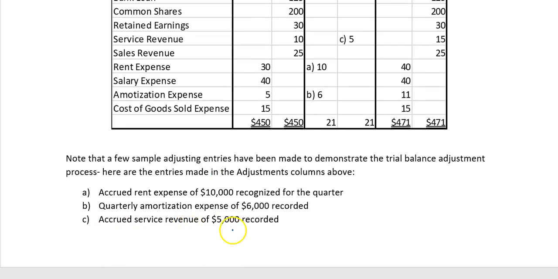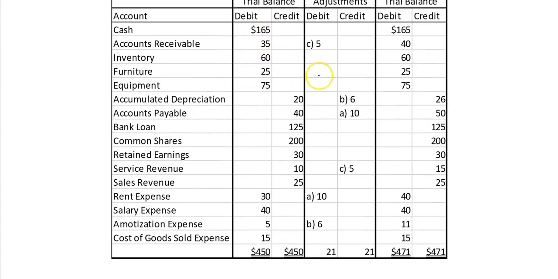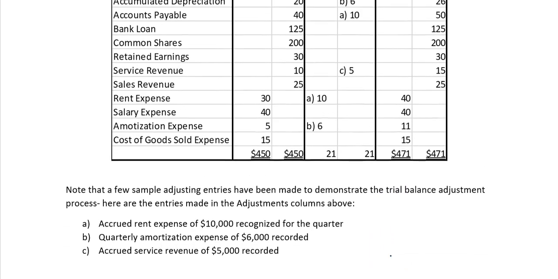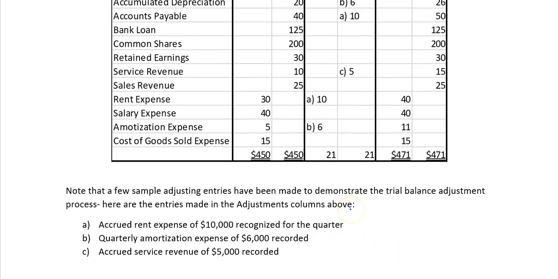Accrued service revenue of $5,000 recorded. That's transaction C. So as we would expect, we have accounts receivable. Someone owes us money. That's our debit, and we have a credit of 5 to service revenue. So we've done some work, and we recognize it in the current quarter. So adding across should be straightforward. I encourage you to try it. But that's your adjusted trial balance to wrap up this chapter. So we'll be moving on to chapter 4. But before you do that, remember to try the chapter 3 quiz and also submit your homework. Thank you.